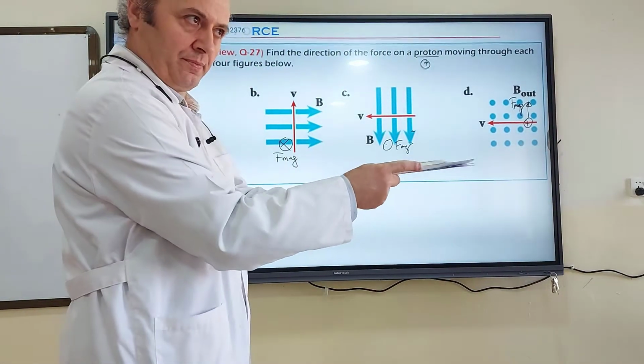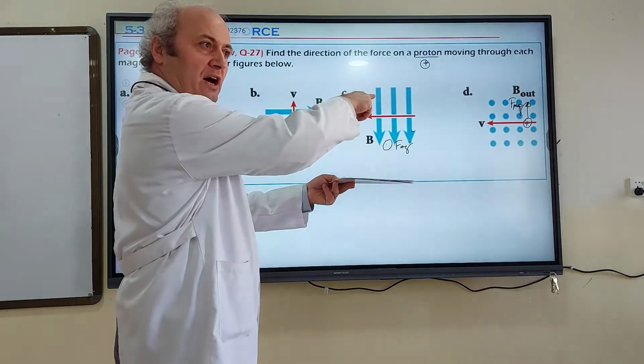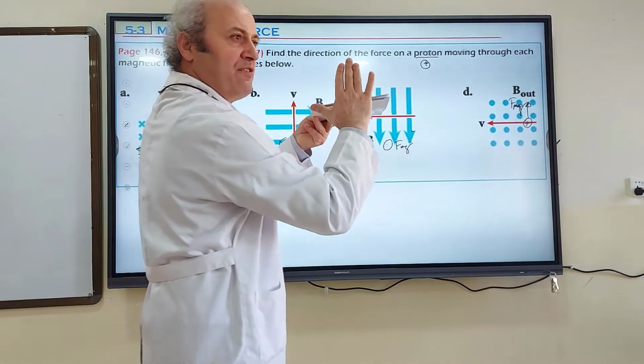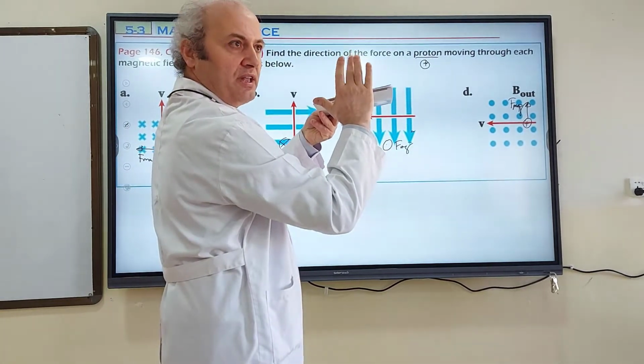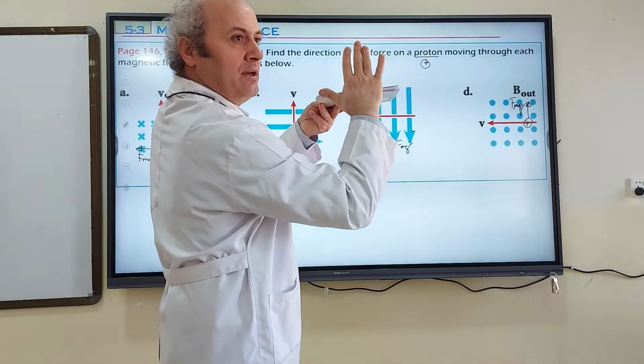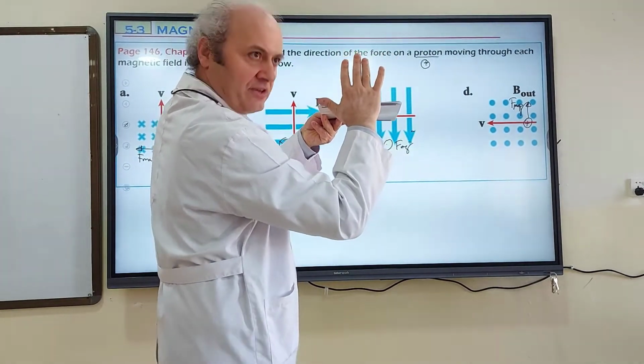This is your page. Magnetic field is out of the page. Forefinger must show out of the page. Now my forefinger is showing out of the page. Is it out of the page? Yes, you see that. Thumb must show to the left. My thumb is showing to your, yeah, like this.